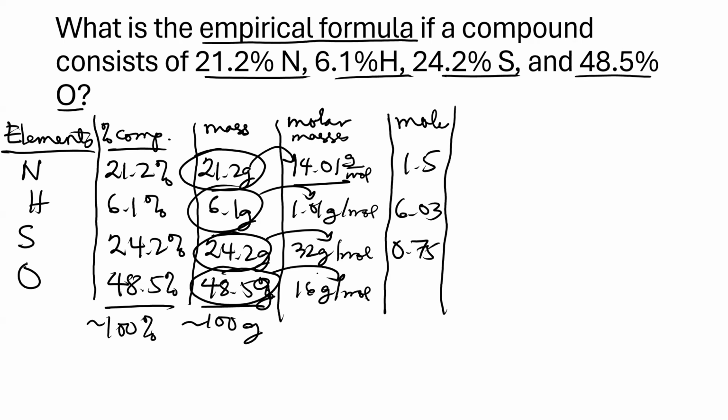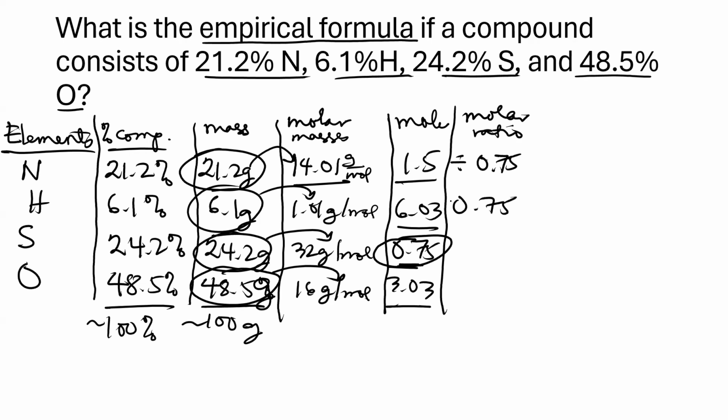48.5 grams divided by 16, we get 3.03. Again, we choose the lowest mole value among the mole values that we calculated, and that is 0.75 from sulfur. So we get the molar ratio by dividing everything by the lowest mole value, which is 0.75. That's division. All right.